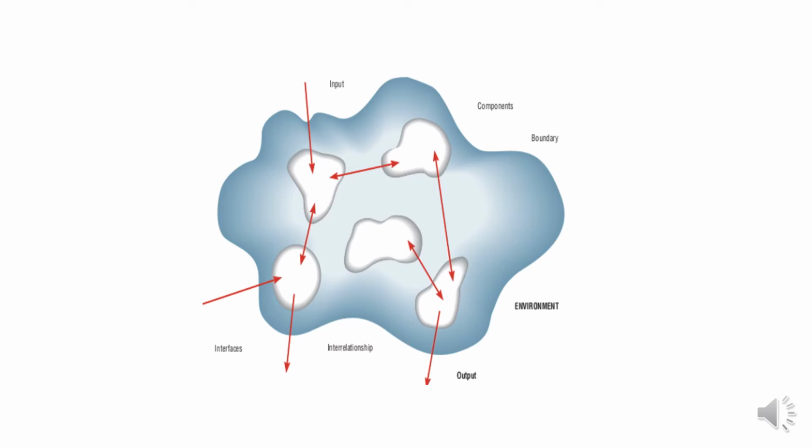So this is how the system works and how the different components perform by maintaining their boundary, using the interface for communication. It may be inter or internal communication, and based on the input, all the components work together and generate the output within the single environment.